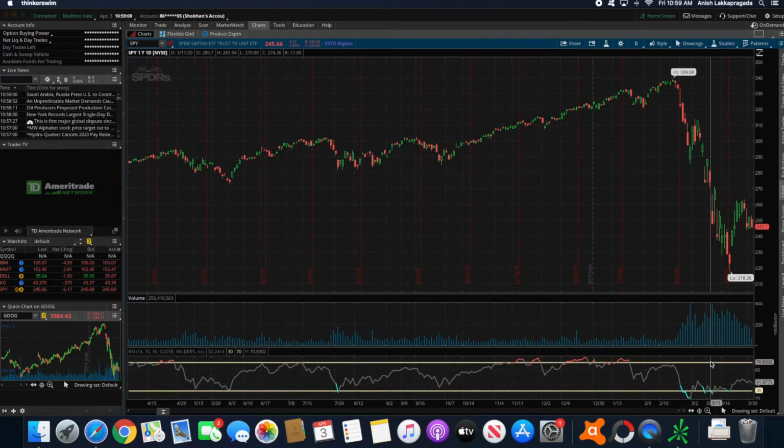Now notice here these two tan bands, or these two tan lines, I should say. This one's at 70 and this one's at 30. The RSI gives each stock a value or a rating at a specific moment on a scale of 0 to 100. The higher up the scale, the more overvalued that stock is.